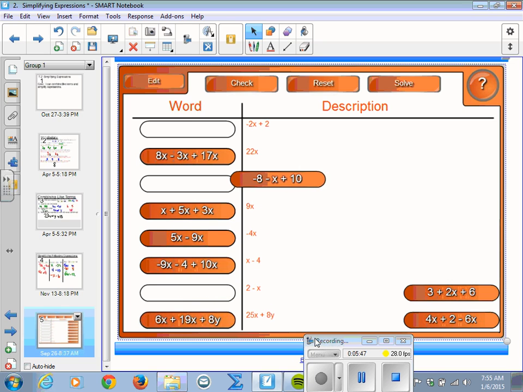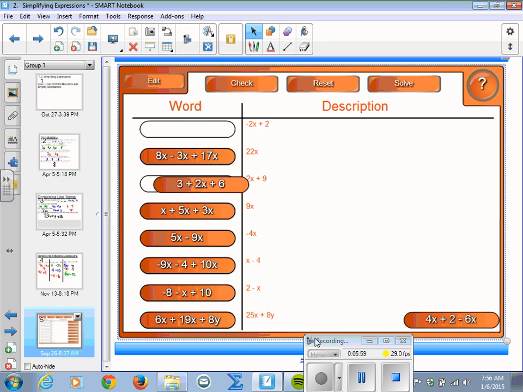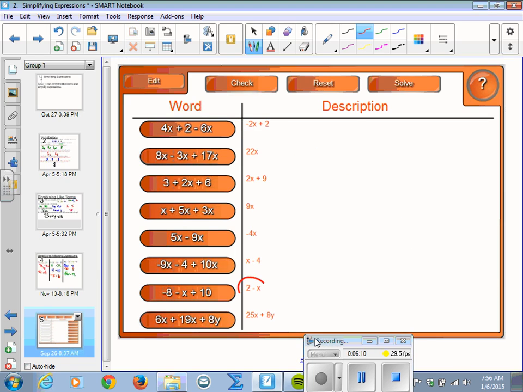which I actually did the other way, 2 minus x. 3 plus 2x plus 6, that should be 2x plus 9. And then 4x plus 2 minus 6x should be negative 2x plus 2. So that one there, I should probably put the negative x plus 2, but either form is fine as long as it's accurate. This concludes your lesson on simplifying expressions.